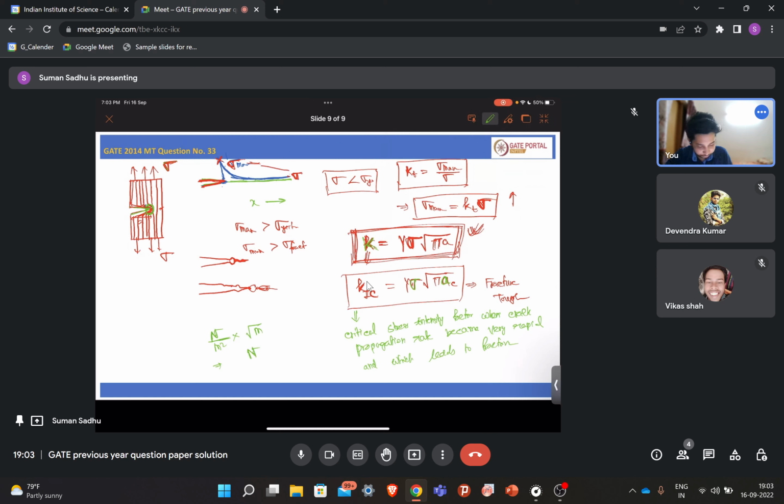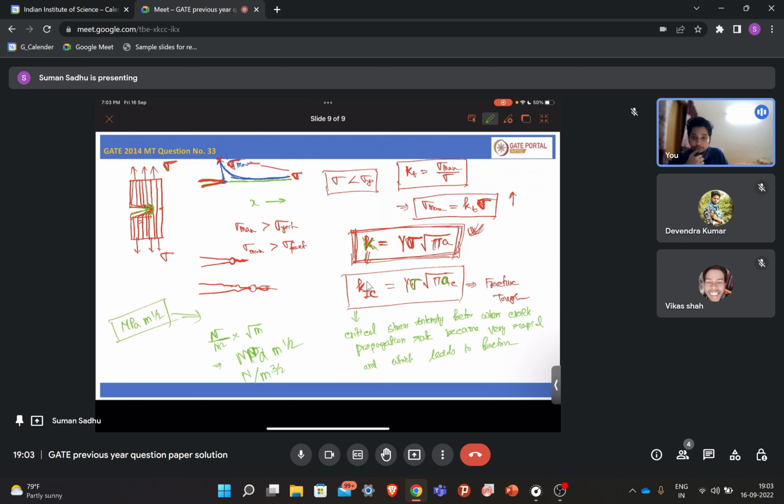You can write it in terms of Pascal, or in megapascal into meter to the power half, or Newton per meter to the power 3 by 2, since 2 minus half is 3 by 2. Generally it is written in megapascal into meter to the power half. So in this unit it is written.